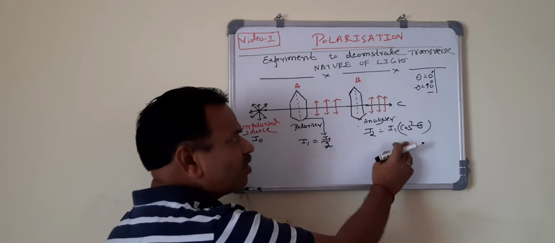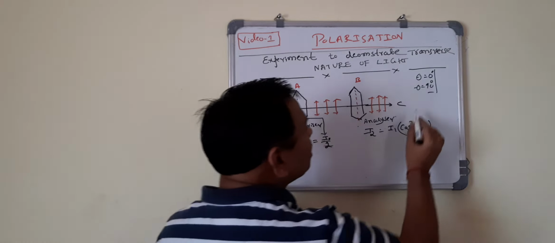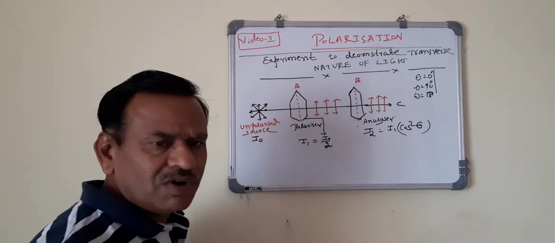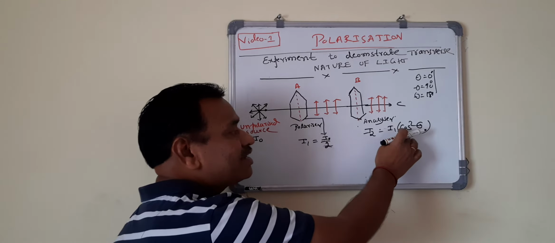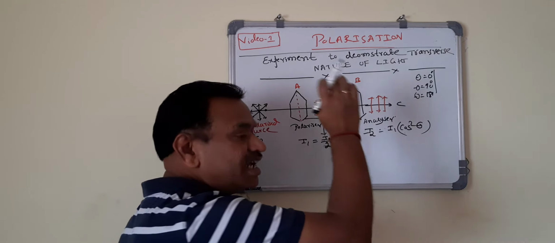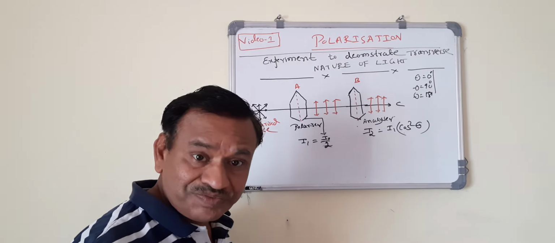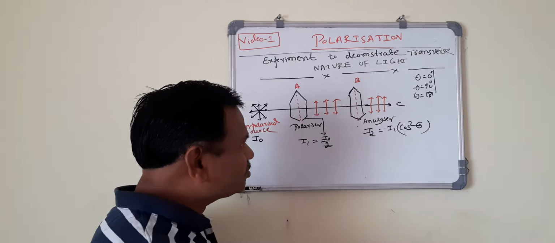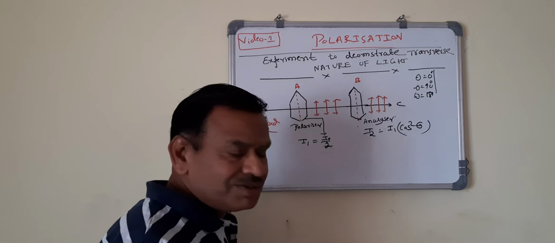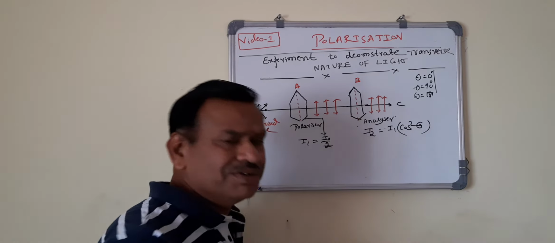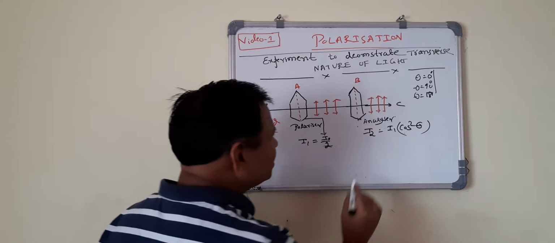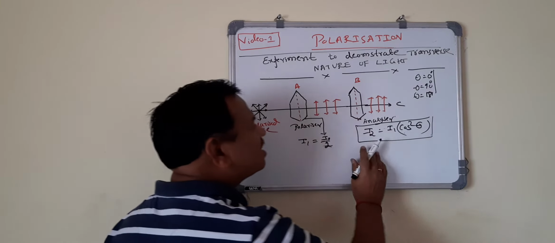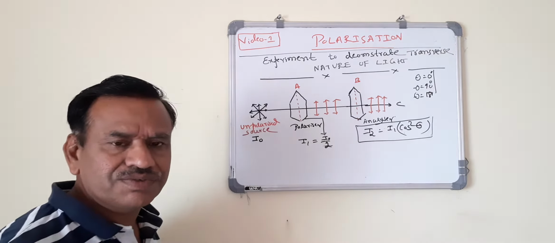Then I2 equal to what? 0. Next, theta equal to what? 180. Cos of 180 equal to what? Minus 1. Square it, it is plus 1. Again, the intensity is maximum. Like this, 270. Again we substitute, cos of 270 is what? 0. The intensity becomes 0. Anyway, this is the general equation for the intensity of light coming through the crystal.